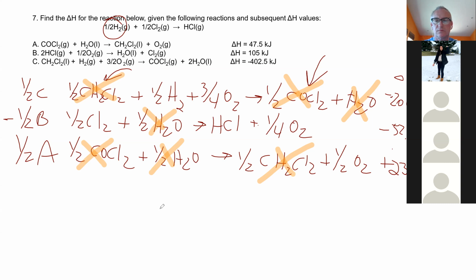Look at O2. Yeah, we got oxygen all over the place. Let's deal with that. So how much oxygen do we have as reactants? Well, you have 1/2, and then you have 1/4. As products or reactants? Oh, reactants. 3/4. Right. Yeah, we have 3/4 as reactants, and how much do we have as products?